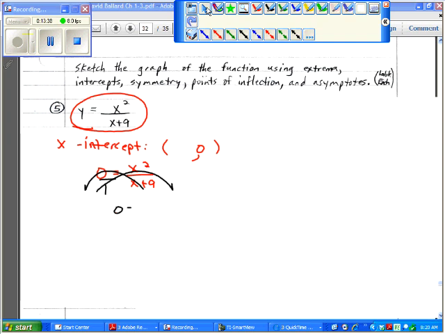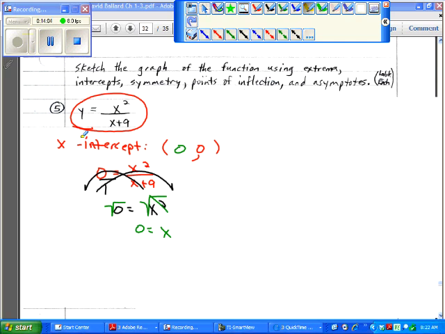So x plus 9 times 0 is 0, and 1 times x squared is x squared. That kind of cleaned that up pretty fast. Then we get rid of the square with the square root, and the square root of x squared is 0. So my x-intercept is (0, 0), the origin, okay? So I'll highlight that in yellow.